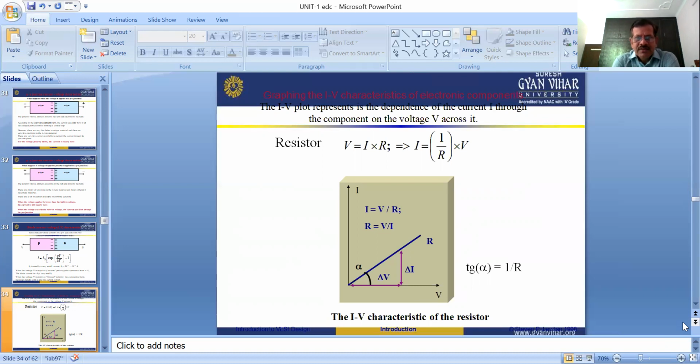Here for a resistor, V equals IR, or we can find the current I equals V upon R. So we can draw the VI characteristics of a resistor here. The relation between current versus voltage is a straight line. This is the relation between the voltage and current. This also follows Ohm's law, V equals IR.